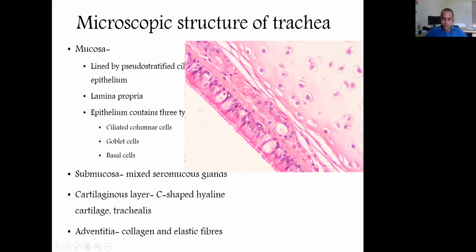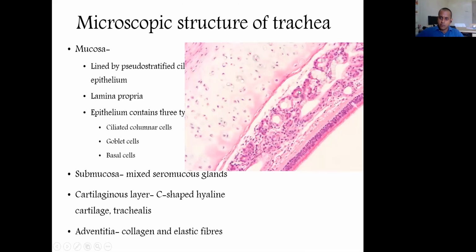There are a few basal cells you can see in the lower part, which replace the other cells when they are damaged. Below this lies the lamina propria. So the mucosa has the lining epithelium and the lamina propria, which is connective tissue. After that, this is the submucosa, where you can see the glands. The glands can be seen in this diagram very prominently.